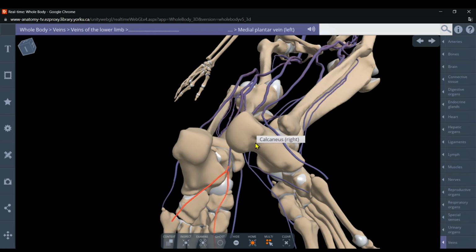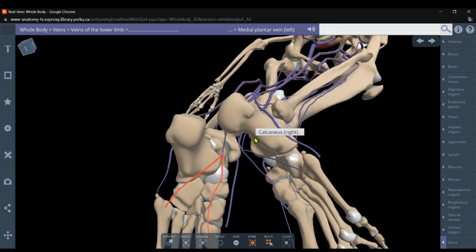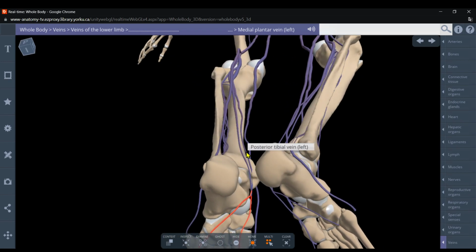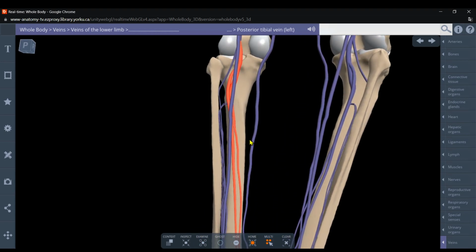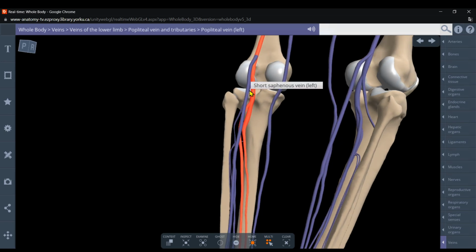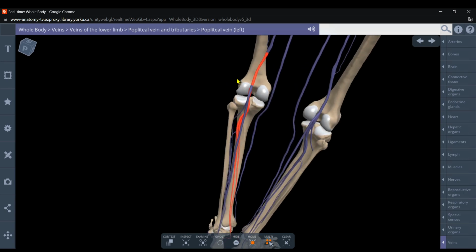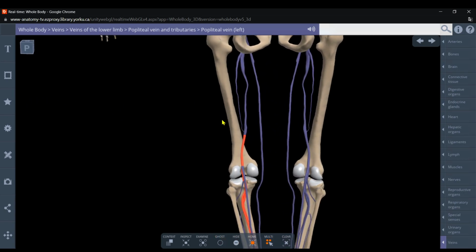Okay. All right, so the lateral and medial plantar veins are both going to drain into our posterior tibial vein. And the posterior tibial vein is going to run up posteriorly until it gets to the popliteal vein, and it's going to drain into the popliteal vein. The popliteal vein is going to carry upwards and drain into our femoral vein.